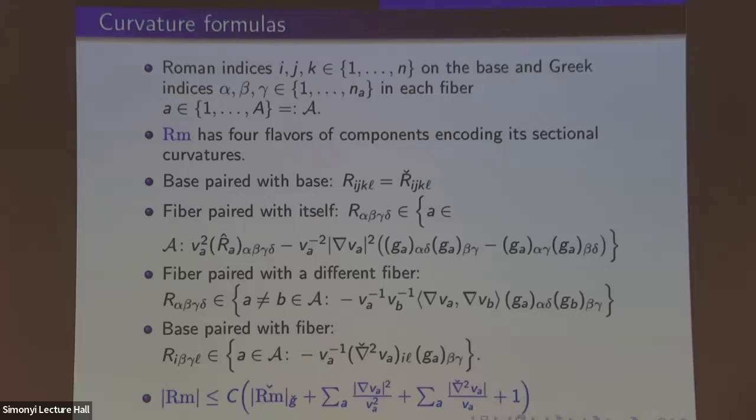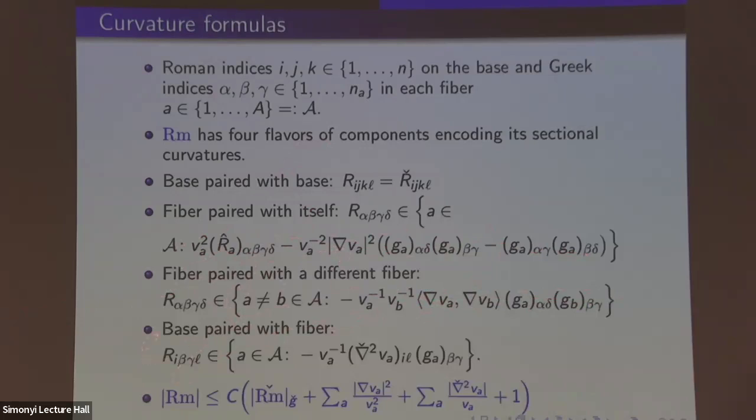And then if all the indices alpha, beta, gamma, and delta come from the same fiber, then the curvature has this form, in terms of these warping functions. And if you pair a fiber with a different fiber, because we have multiple fibers, A of them, then these curvatures look like this. So you have just the first derivative of v, and here we have the first derivative of v.